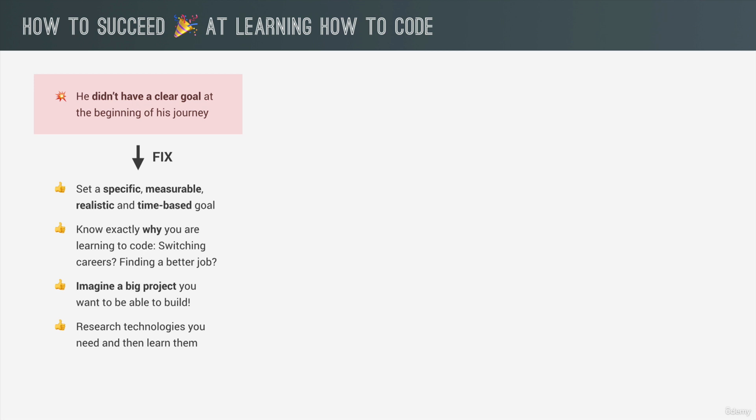It also helps to know exactly why you are learning to code. For example, are you trying to switch careers? Or do you want to find a better job? Or are you just starting a new hobby? Whatever it is, it's important to be aware of the reason why you're doing this, because this will help you stay motivated when learning becomes more and more difficult.